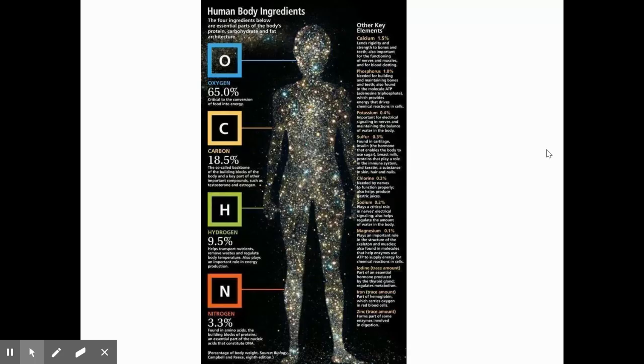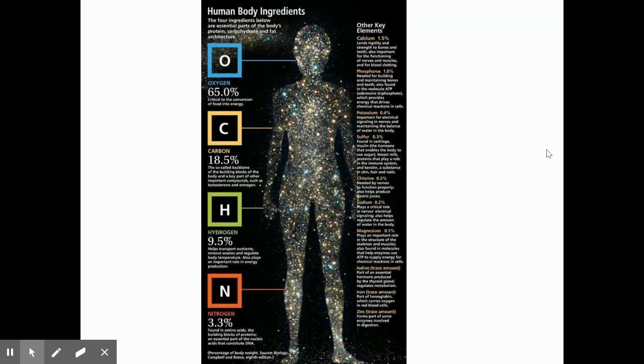This just kind of shows the percentages. All right. You can see that by far most of the body is oxygen, about 65% on average. And then you can see there's like 18 to 19% carbon, almost 10% hydrogen, and a little over 3% nitrogen. If you add that up, that's about 93% of your body.